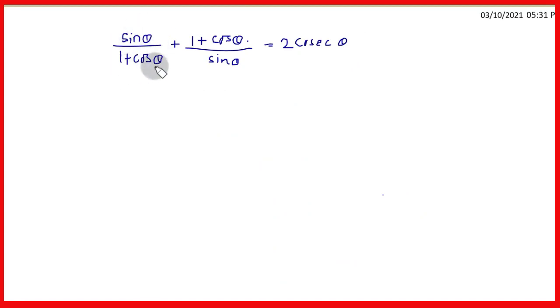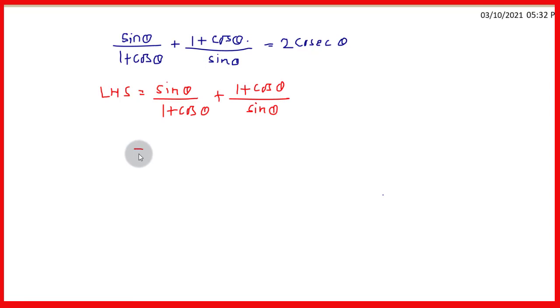Here is a question. Prove that sin theta upon 1 plus cos theta plus 1 plus cos theta upon sin theta is equal to twice of cosec theta. So here friends, LHS is equal to sin theta upon 1 plus cos theta plus 1 plus cos theta upon sin theta. So here the LCM will be sin theta into 1 plus cos theta. So here sin theta into bracket 1 plus cos theta, close the bracket.